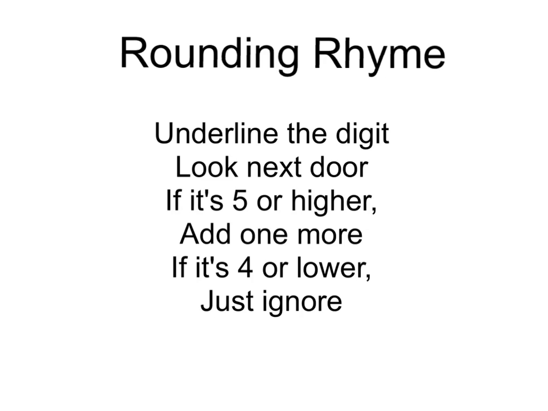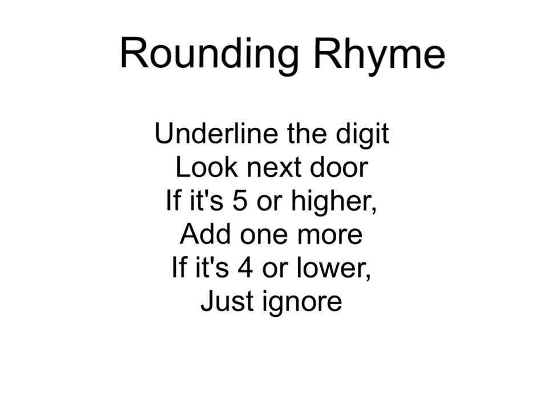Okay? I'm going to say it one more time, and then you see if you can say it with me after that. This time, just me. Underline the digit, look next door. If it's 5 or higher, add 1 more. If it's 4 or lower, just ignore. Now you say it with me this time. Underline the digit, look next door. If it's 5 or higher, add 1 more. If it's 4 or lower, just ignore.